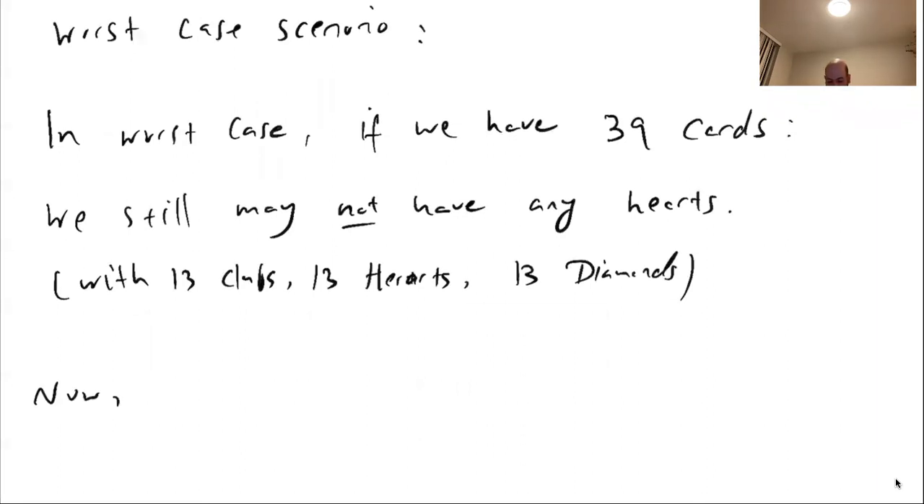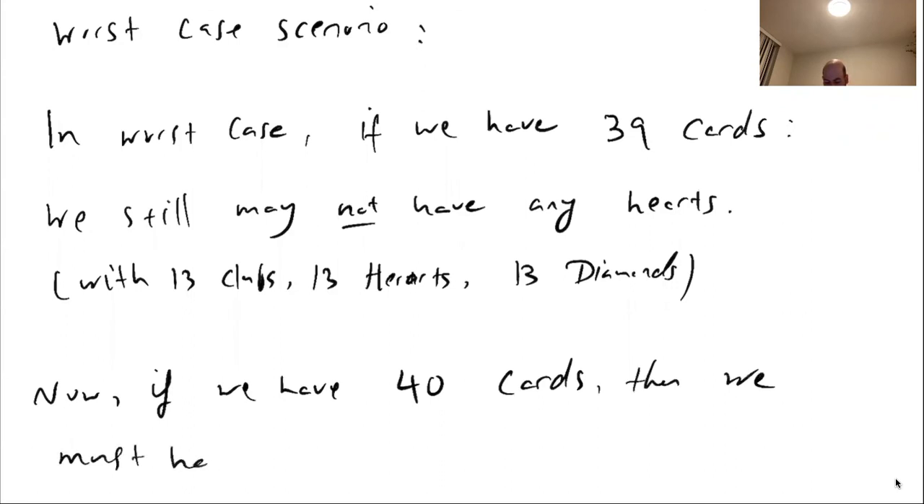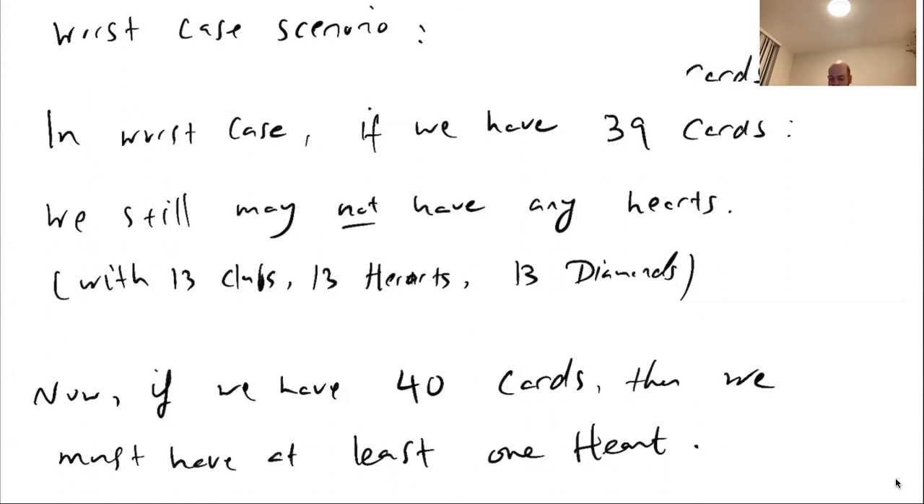Now, if we have 40 cards, then we must have at least one heart, because if I want to avoid having hearts, and since I want a guarantee, I have to think about the worst case scenario. I can avoid hearts until 39 cards, but by the 40th card all other cards are gone. So the 40th card must be a heart. So even in the worst case scenario, if I have 40 cards, I will have at least one heart.